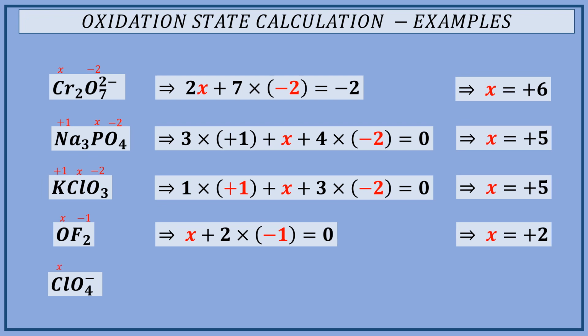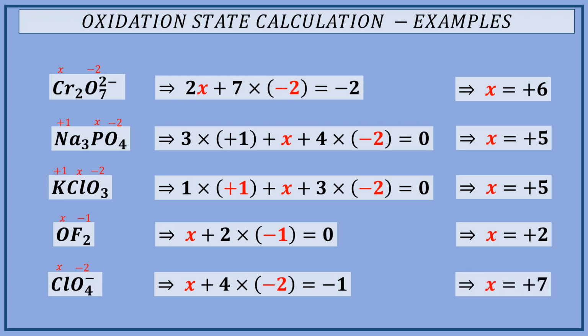We will again represent the oxidation state of chlorine as X. Oxidation state of oxygen is -2 in general, and so the equation will become X plus 4 times -2 will be equal to -1, the net charge on the molecule or ion. Now solving for X, we will get +7. So the oxidation state of chlorine is +7 here.